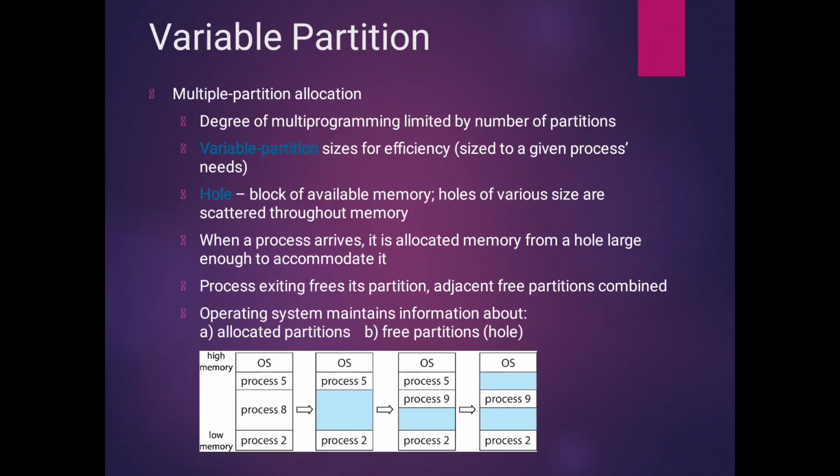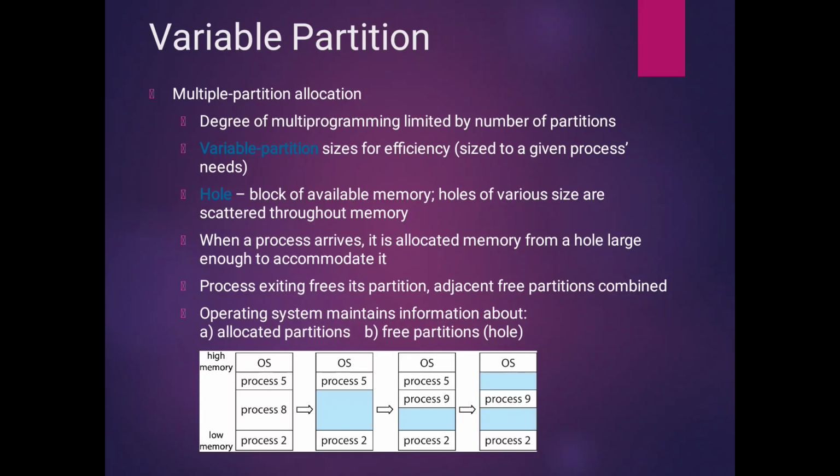Next, variable partitions, which means multiple-partition allocation. The degree of multiprogramming is limited by the number of partitions. The variable partition size is for efficiency, sized to a given process's needs. A hole is a block of available memory. Holes of various sizes are scattered throughout memory. When a process arrives, it is allocated memory from a hole large enough to accommodate it. When a process exits, it frees its partition, and adjacent free partitions are combined.